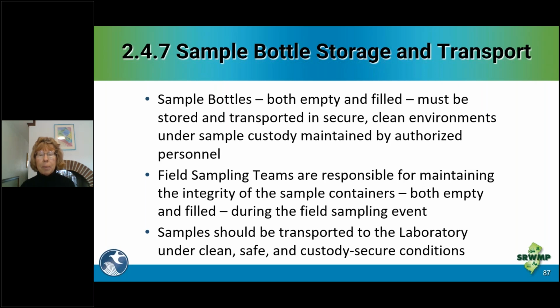Our seventh of our eight topics in section 2.4, sample bottle storage and transport. So the sample bottles, both the empty kit received from the laboratory and the filled sample containers, must be stored and transported in clean, secure environments under custody maintained by the authorized personnel. Field sampling teams are responsible for maintaining the integrity of the sample containers, both empty and filled, during that field sampling event. Samples should be transported back to the laboratory under clean, safe, custody secure conditions, whether that be a ground courier discharged by the laboratory or a third party carrier. Next slide.